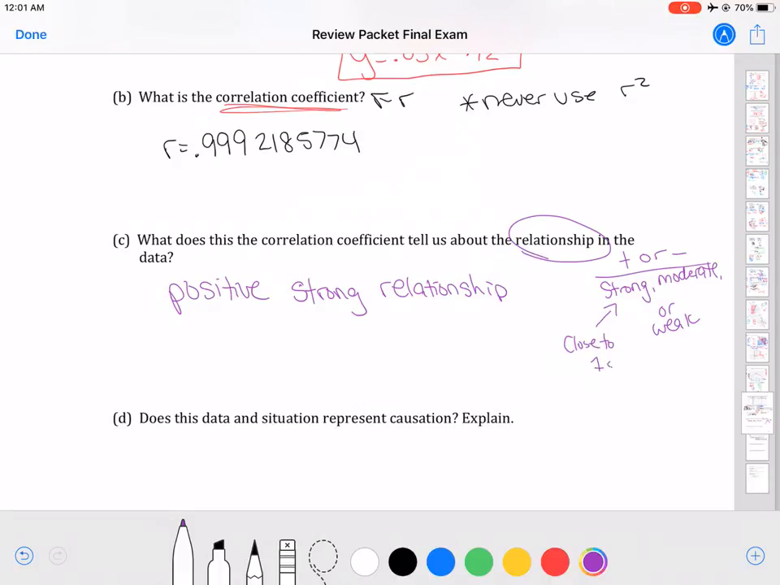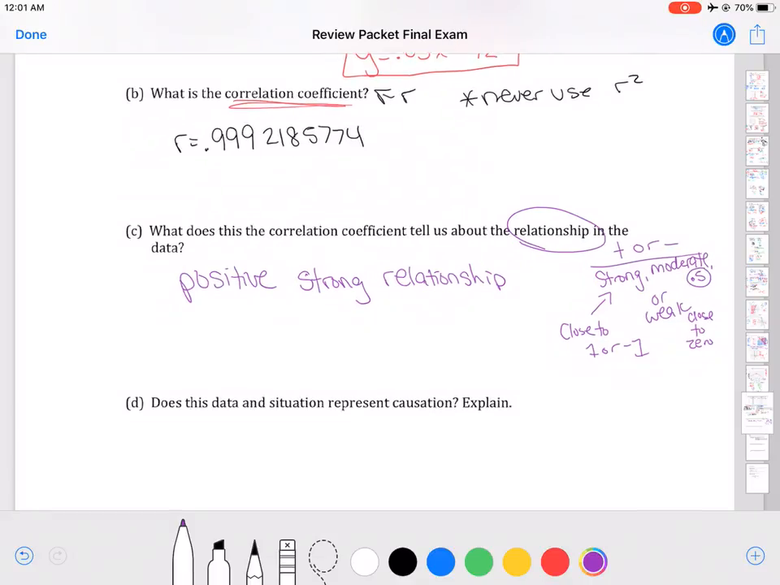Okay, so strong is close to 1 or -1. It would just be a negative strong relationship if it was -1. Weak is close to 0. And moderate is about a 0.5. Halfway between the two.